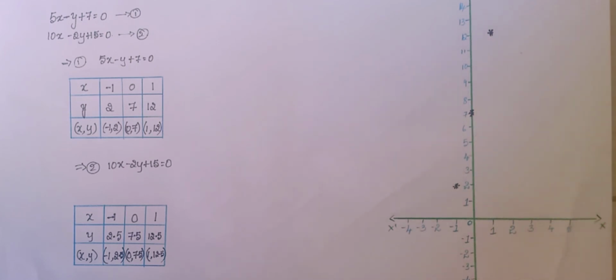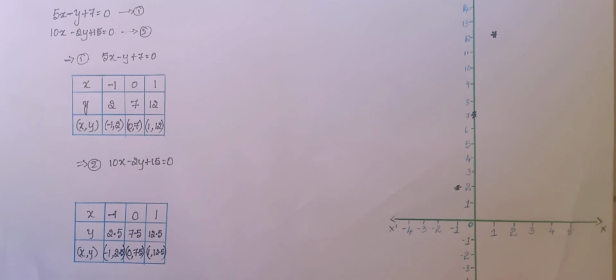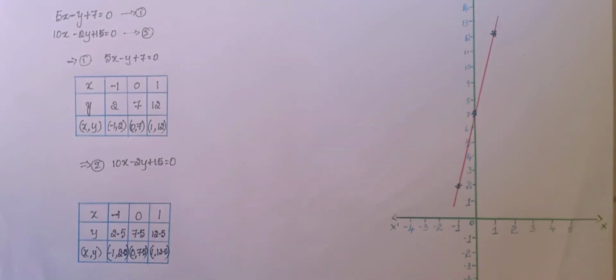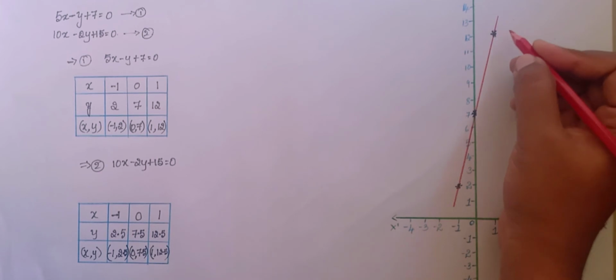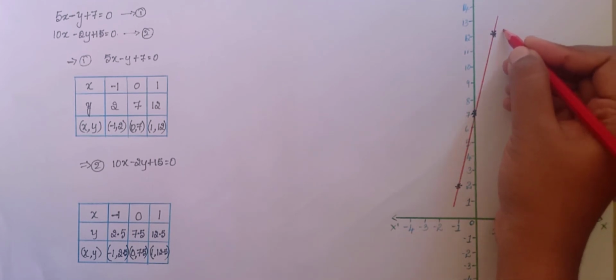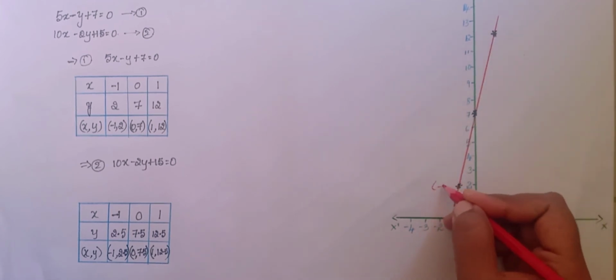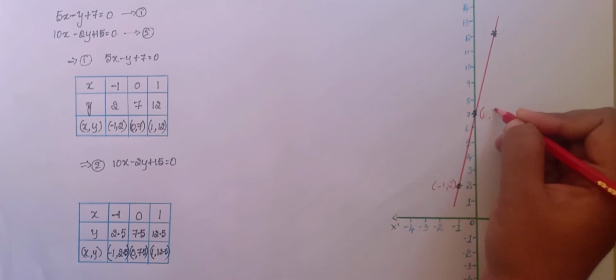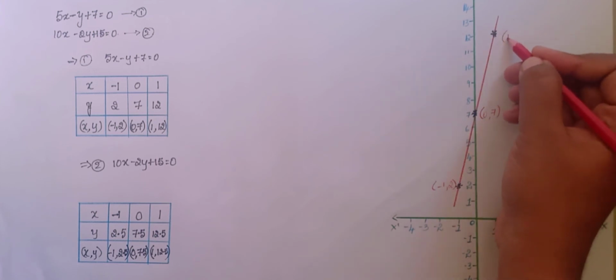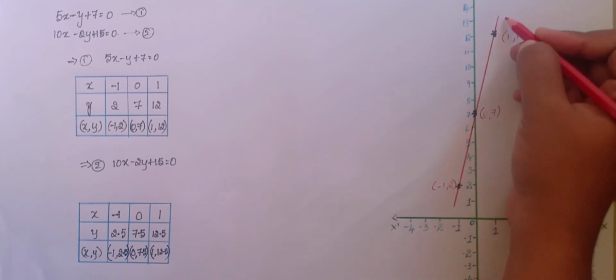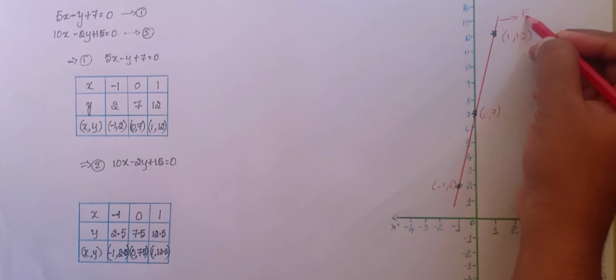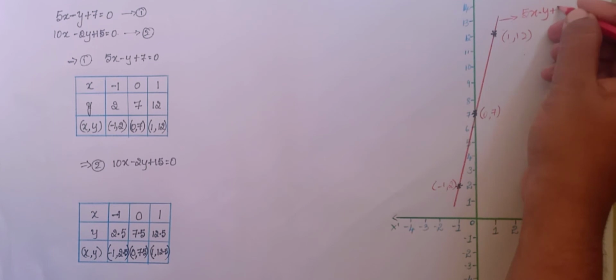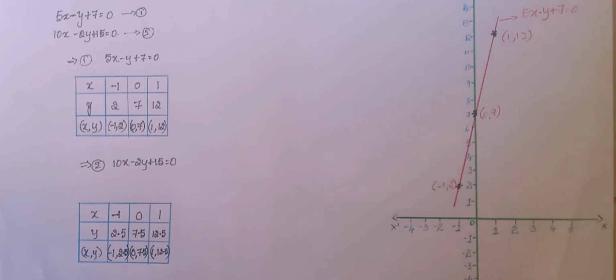Let's join this. Joining, I got one line. I'll mark the solution points here. The first one is -1, 2. Next one 0, 7, and another one is 1, 12. For this one, the equation is 5x minus y plus 7 equals 0. So now we will do our next equation.